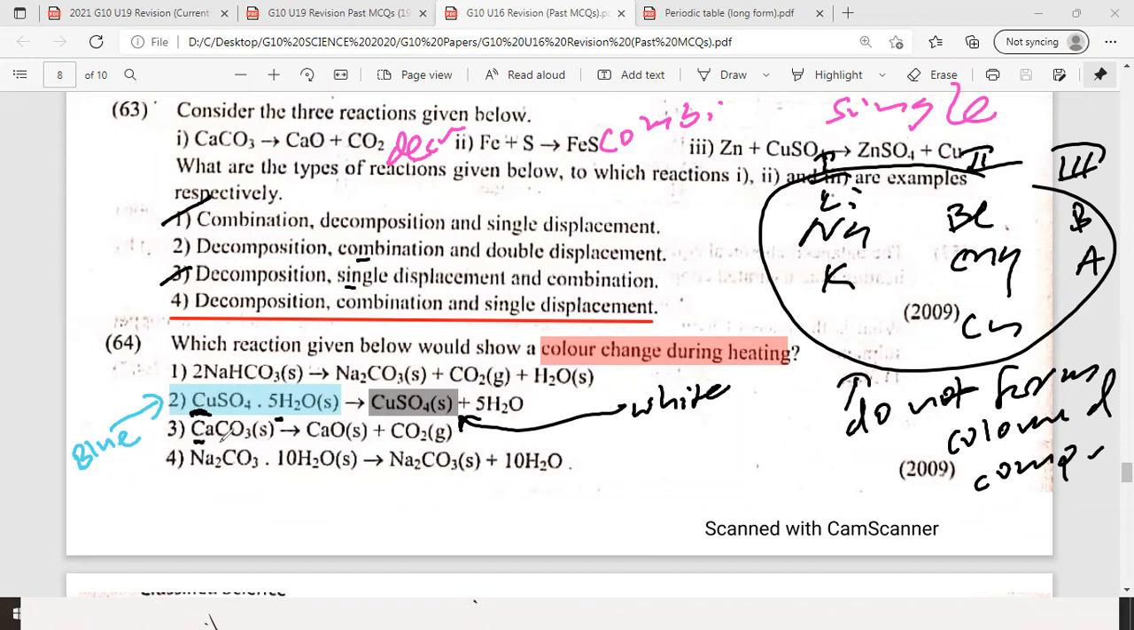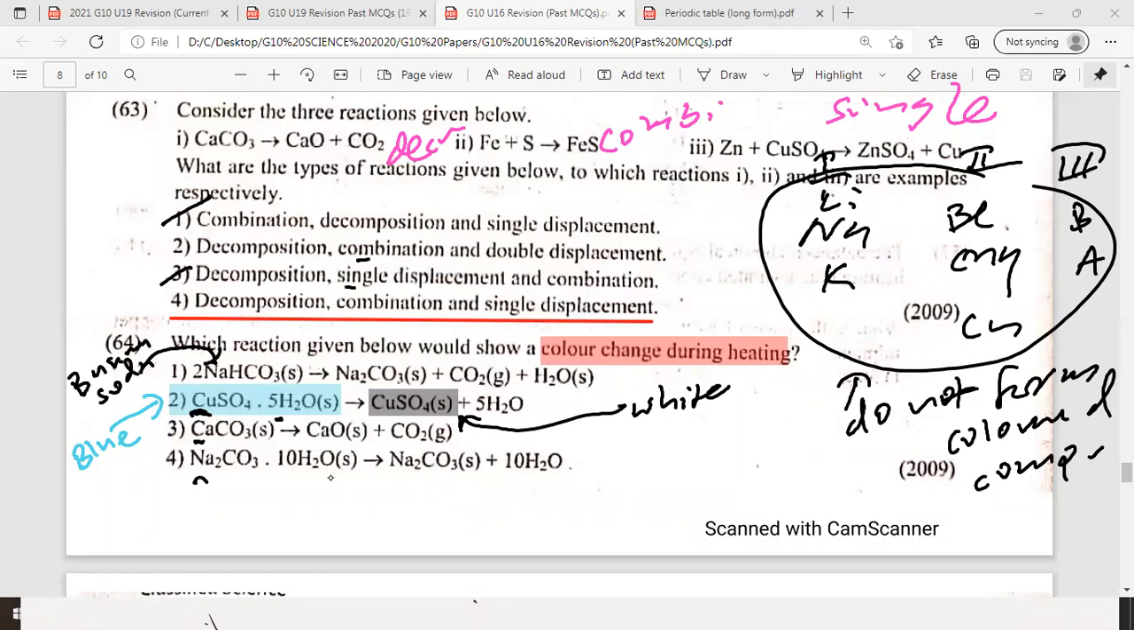Sodium group 2 is white, not a colored one. Sodium group 1 is not a colored one. Sodium bicarbonate is a white powder. What is sodium bicarbonate? Right here, sodium bicarbonate is called baking soda. Baking soda or baking powder.